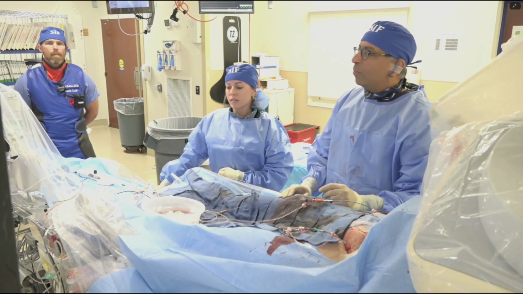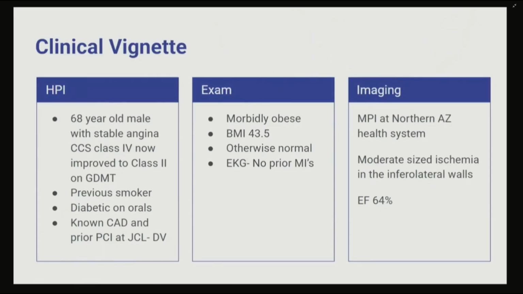Can you go to the PowerPoint slides, please? So this guy is a 68-year-old gentleman. He presented to me with stable angina. It was class 4, improved to class 2 on guideline-directed medical therapy. He has known CAD, with previous intervention at Lincoln Deer Valley about a year ago. He's got a BMI of 43.5, which makes it a little challenging.